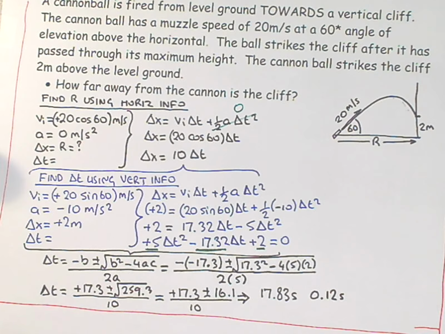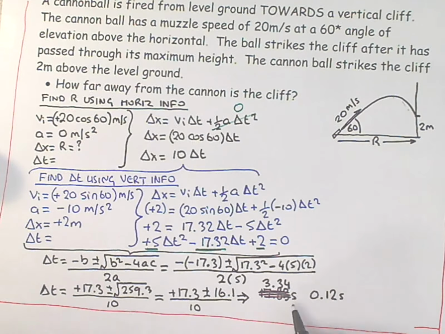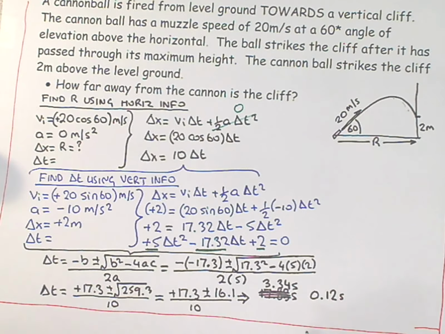0.12 seconds. Let me just check that first one again. 17.3 plus 16.1, enter, divided by 10, enter. Oh, sorry, yeah, I thought this was way too big. This is 3.34 seconds. So 17.3 plus 16.1, that is about 30 odd divided by 10. Yeah, okay, 3.4 of that.